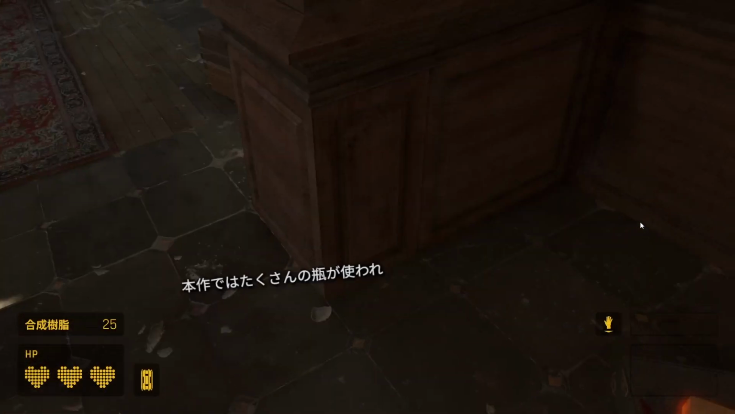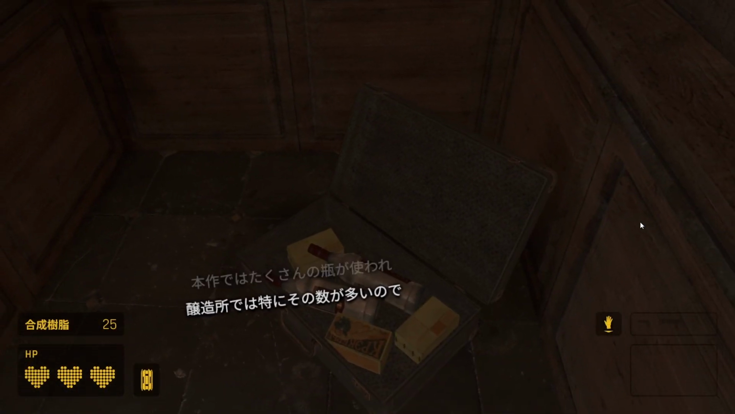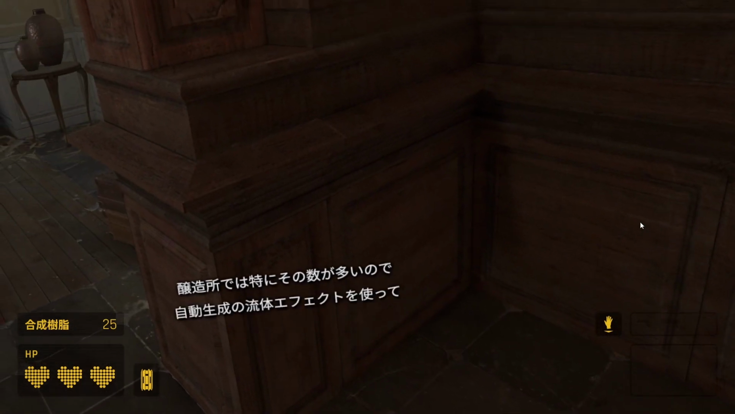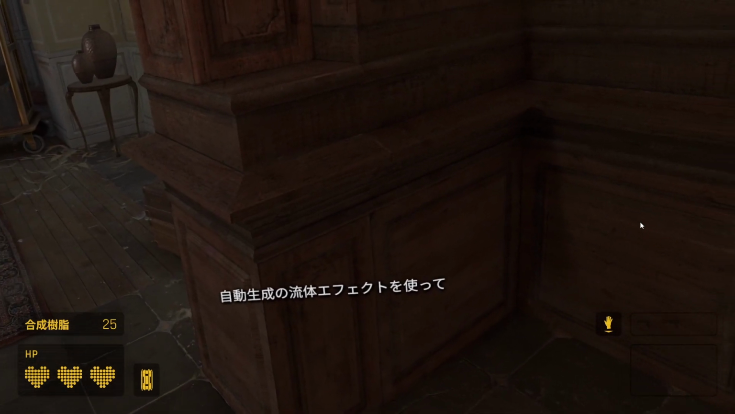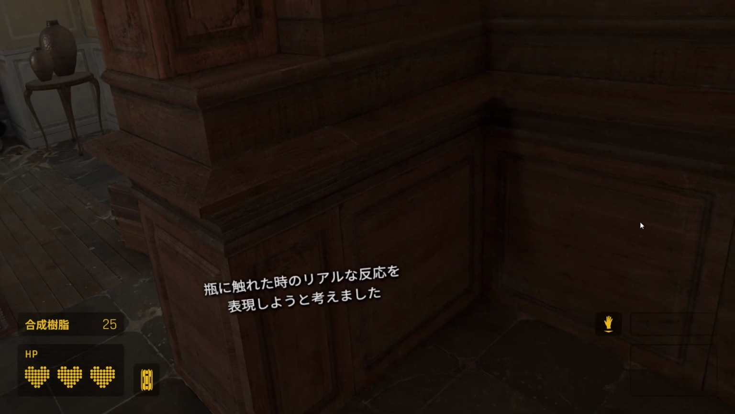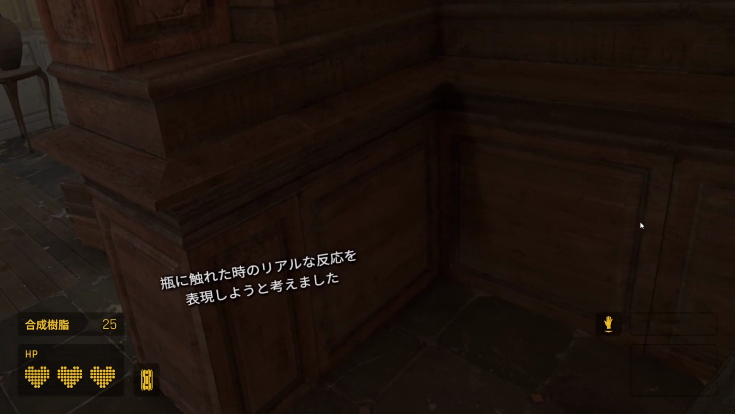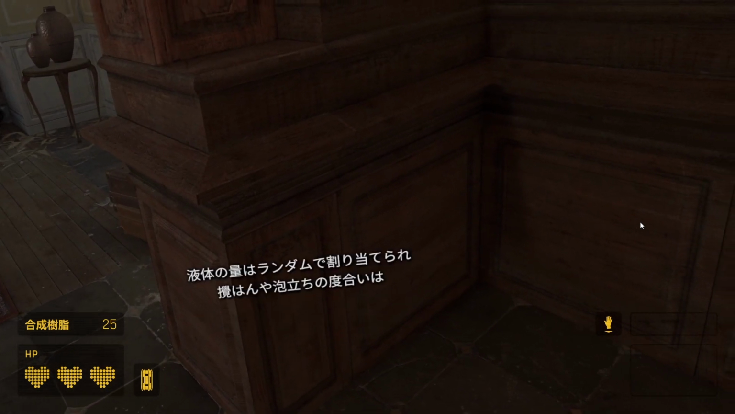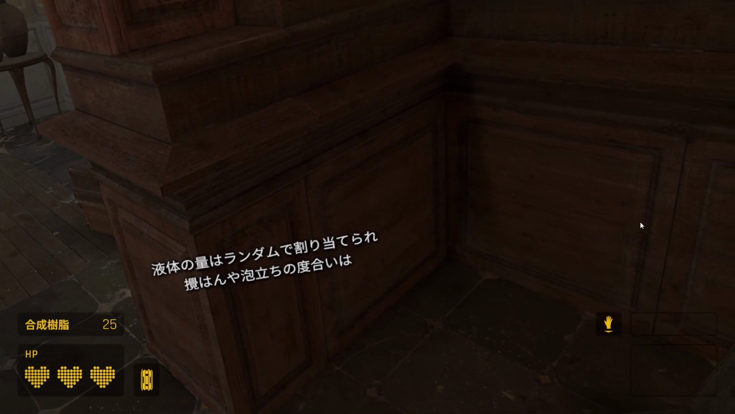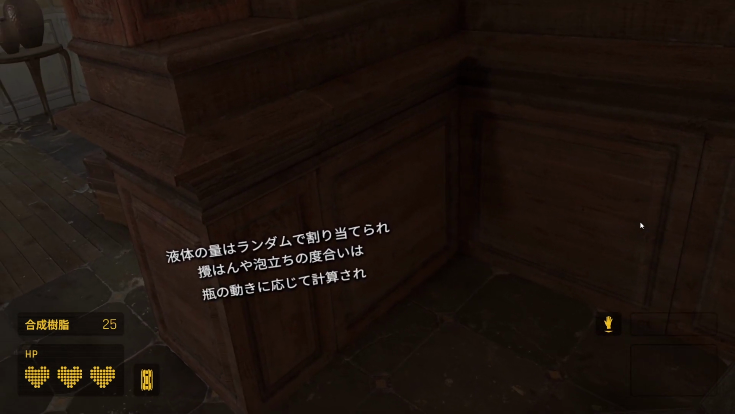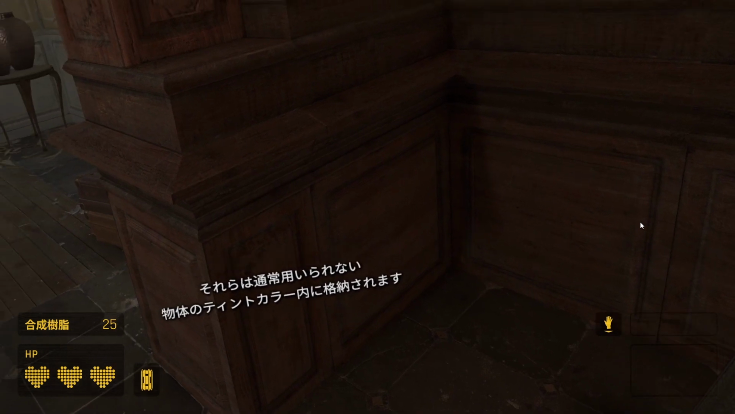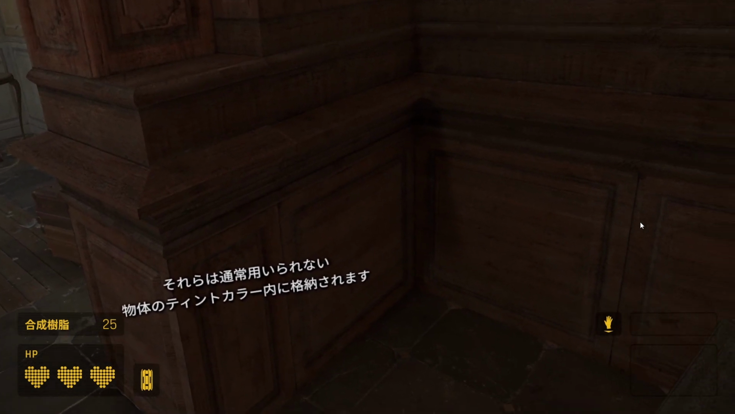Given the large number of bottles throughout the game, and the fact that they feature so significantly in the distillery gameplay, we decided to make interacting with them as interesting as possible using a procedural liquid effect. Each bottle is assigned a random fill level, and values for the amount of liquid agitation and foaming are calculated based on the bottle's movement. This is stored in the object's tint colour, which is otherwise unused.